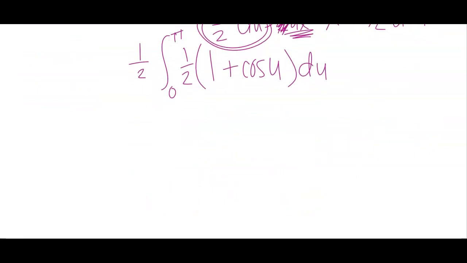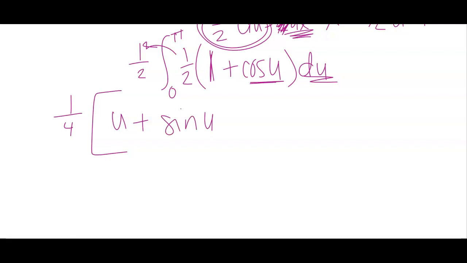And now this is an integral I can take the antiderivative of. I'm going to go ahead and take this outside. I have 1/4 on the outside here. Now I'm integrating with respect to u. So the antiderivative of 1 is u, plus the antiderivative of cosine u is sine of u, from u equals 0 to pi.